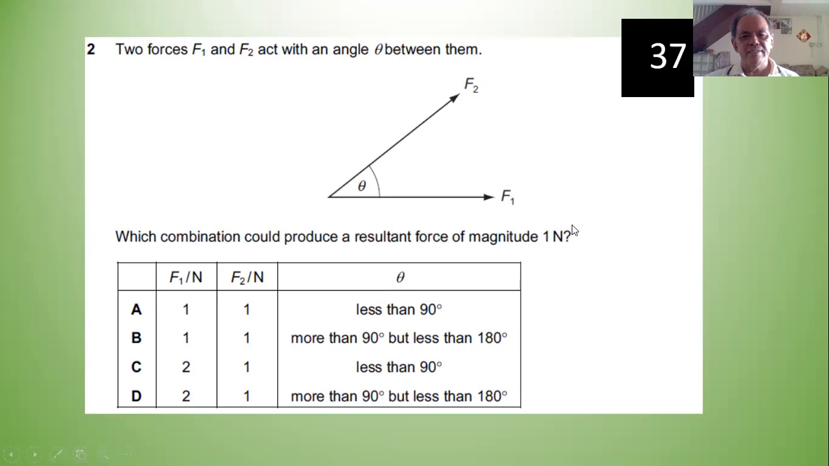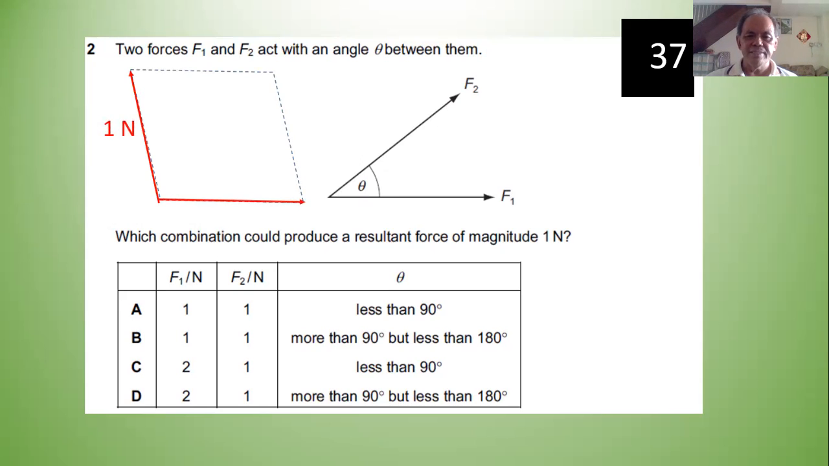Two vectors F1, F2 act at an angle theta between them. Which combination would result in a magnitude of 1 Newton? You can use your pen to play with it. With the parallelogram here, the resultant will be longer. If you move it around, it cannot be that way; that way it becomes smaller, and the parallelogram is going to be smaller. So it must be somewhere around there. There is a parallelogram that we are looking for.